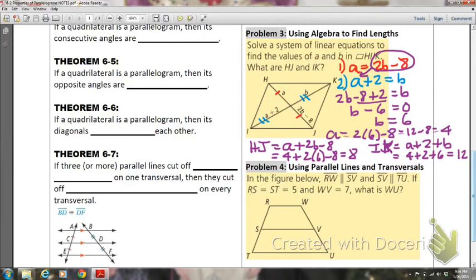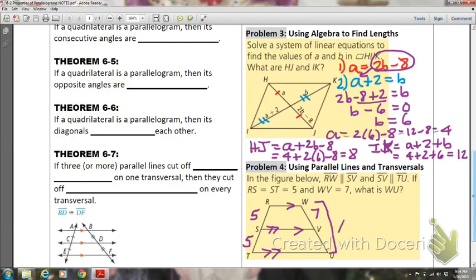Last problem, we're using parallel lines and transversals. So in the figure below, it tells us that RW is parallel to SV, so we'll put some parallel markings on that. RW is parallel to SV. And then it also tells us that SV is parallel to TU, so I'll put a different set of parallel markings to show that relationship. SV is parallel to TU. So if the length of RS is 5 and the length of ST is 5 and the length of WV is 7, what is the length of WU?